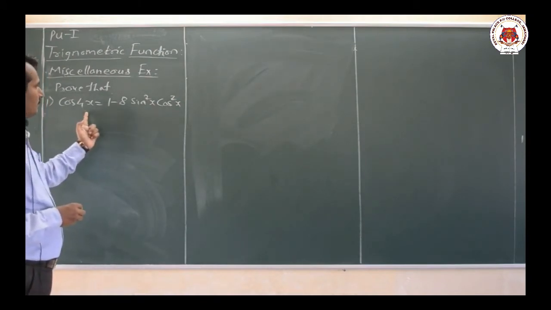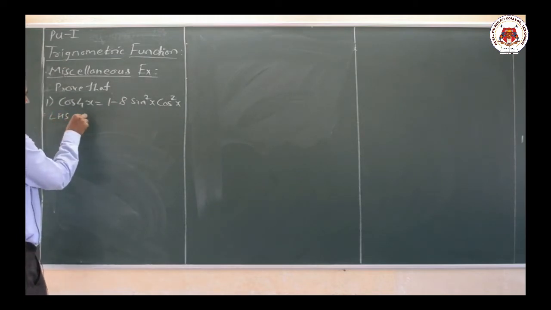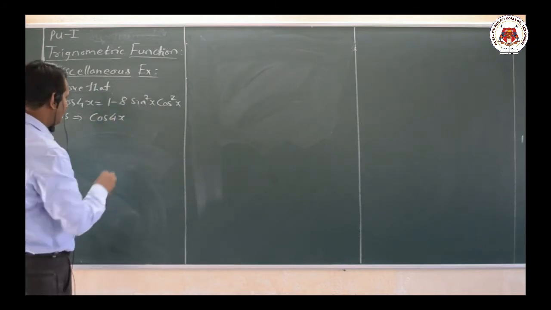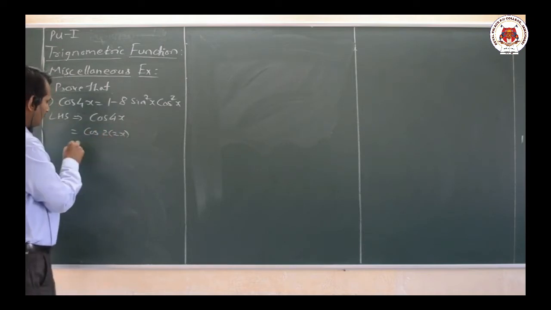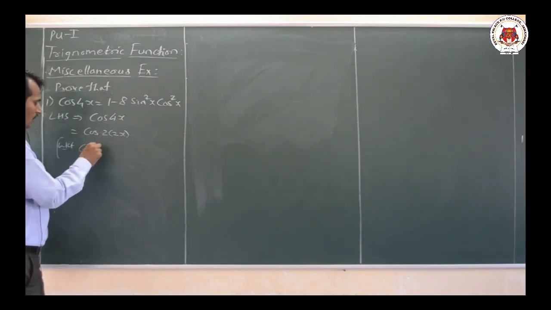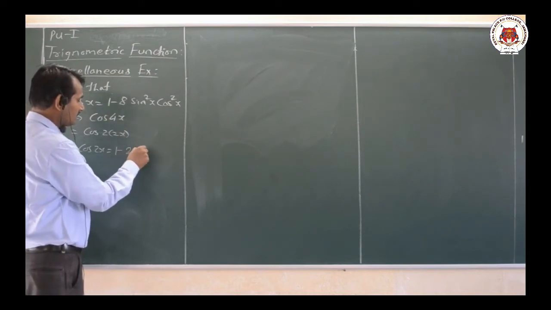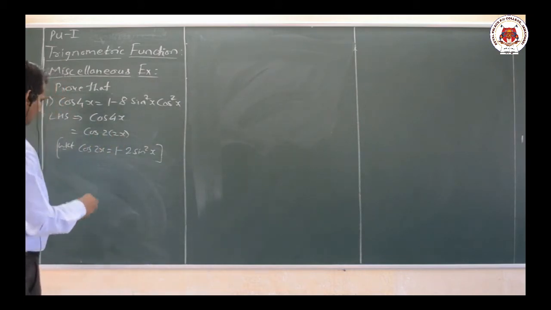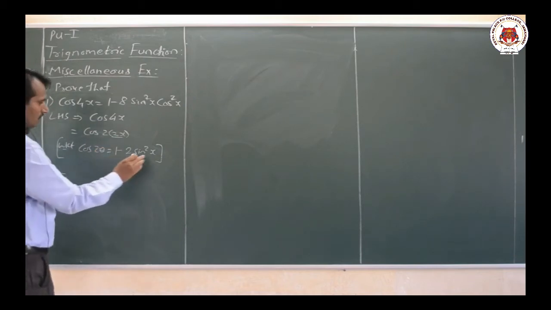Now what we have is cos 4x equal to 1 minus 8 sin square x into cos square x. First of all I will write down the LHS, that is cos 4x. Can I write it as cos of 2 into 2x? Here we have a formula. We know that cos 2x equals 1 minus 2 sin square x. In the place of x you can take theta, nothing wrong in that. That means we have cos 2 theta.